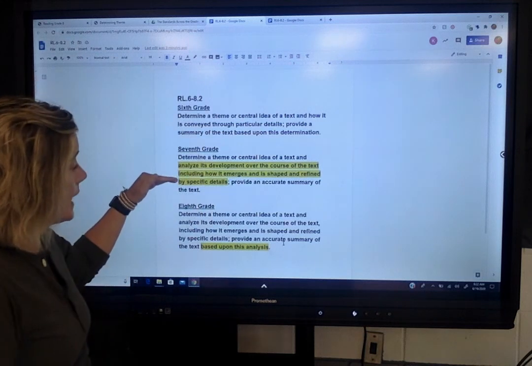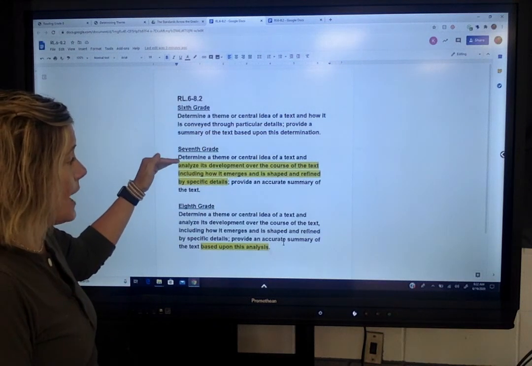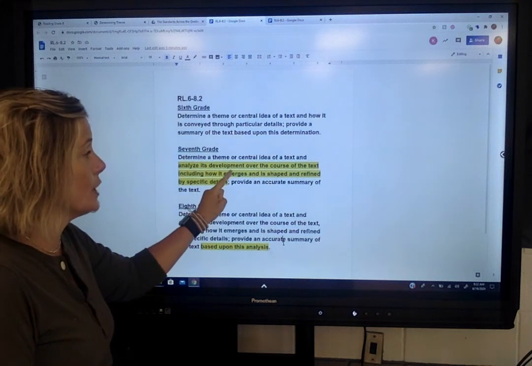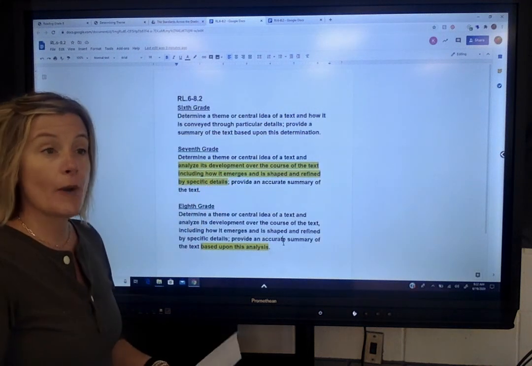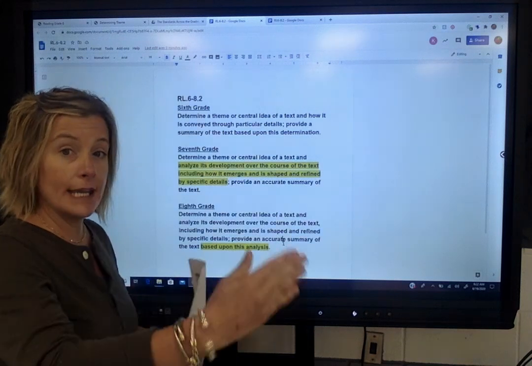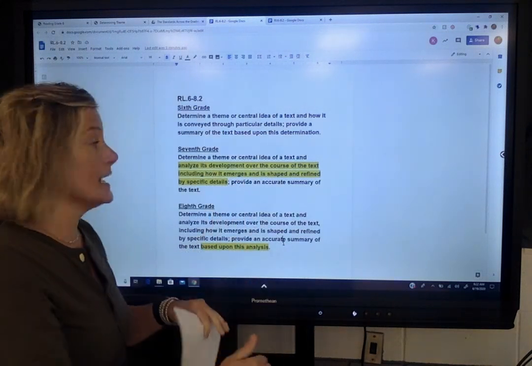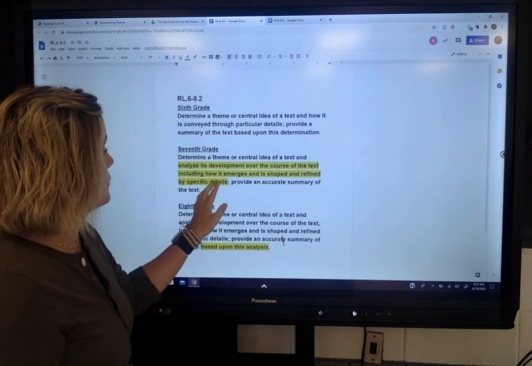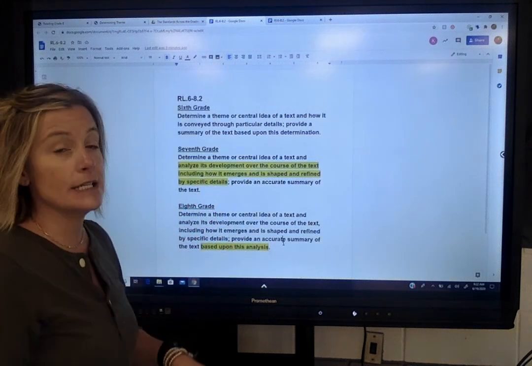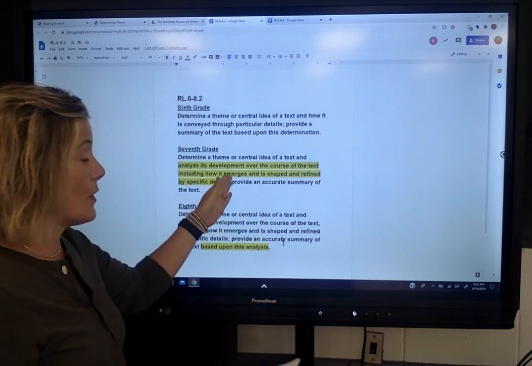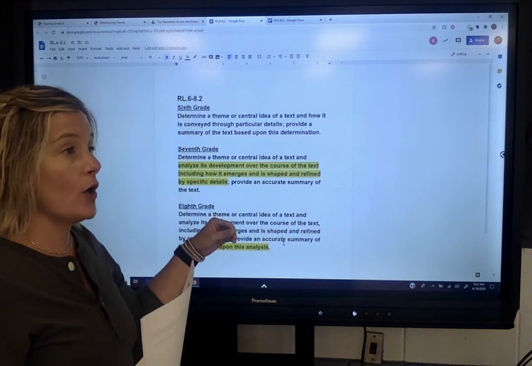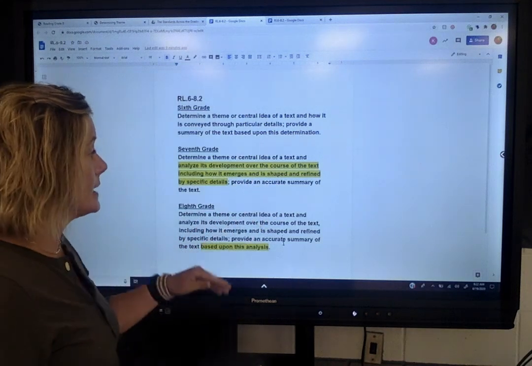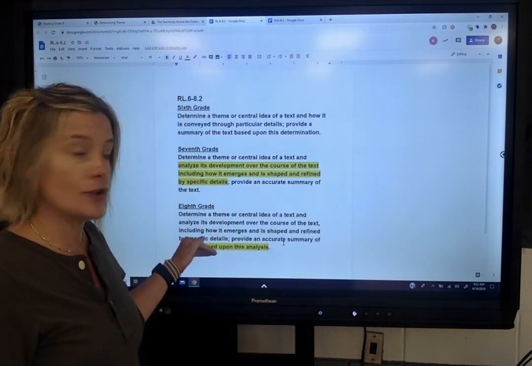Now in 7th grade, you also have to find the theme, but you have to analyze its development over the course of the text. So how does it start from the beginning, go to the middle, and in the end? And also how it is emerged and shaped and refined by specific details. How the characters help to emerge the theme, how the details help shape and refine it. And it's the same thing in the 8th grade too.